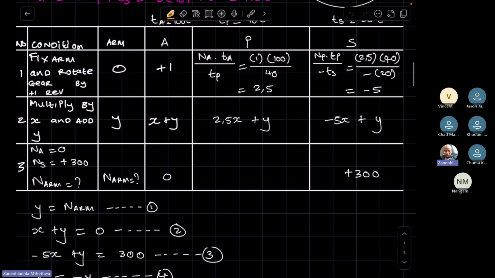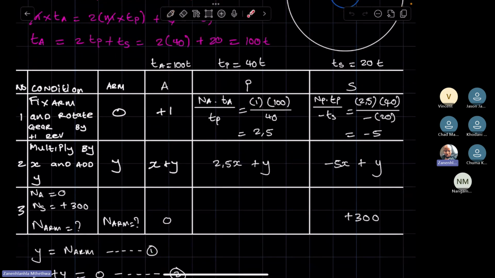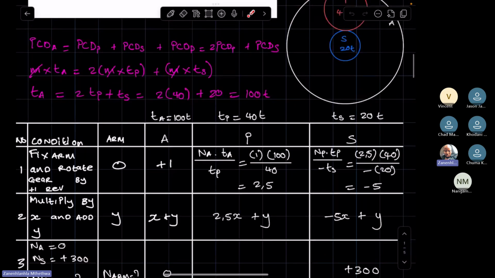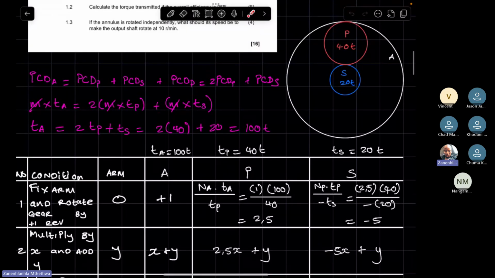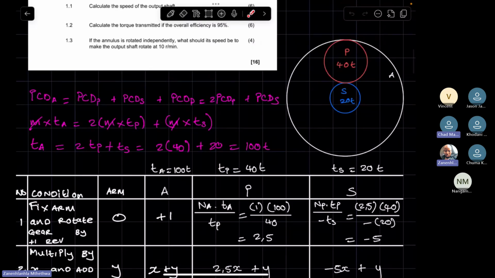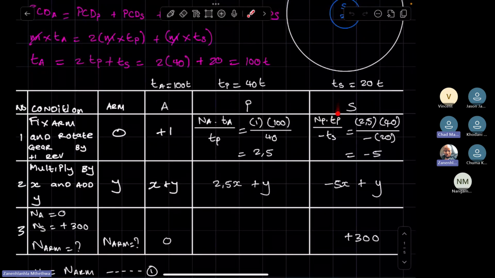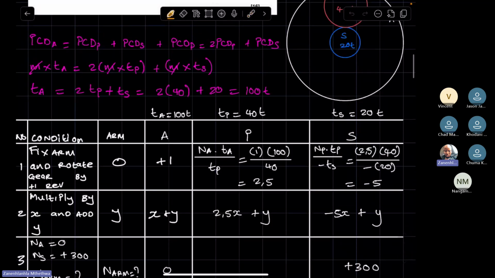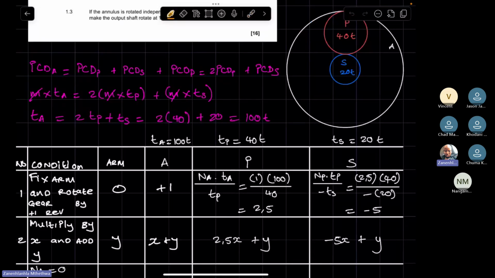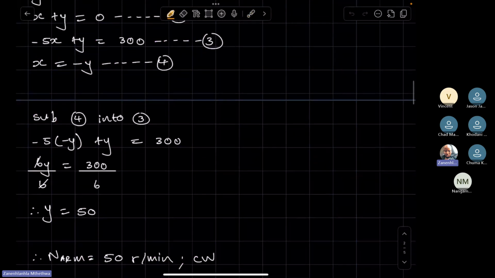Firstly, we are going to look at this one, because we can't do it with gear P at this point; looking at gear P, it's times one, so it's going to be the same. But we can do it with gear S. Gear S is only meshing with the planetary gear, so the relationship between them is NS times TS is equal to NP times TP.